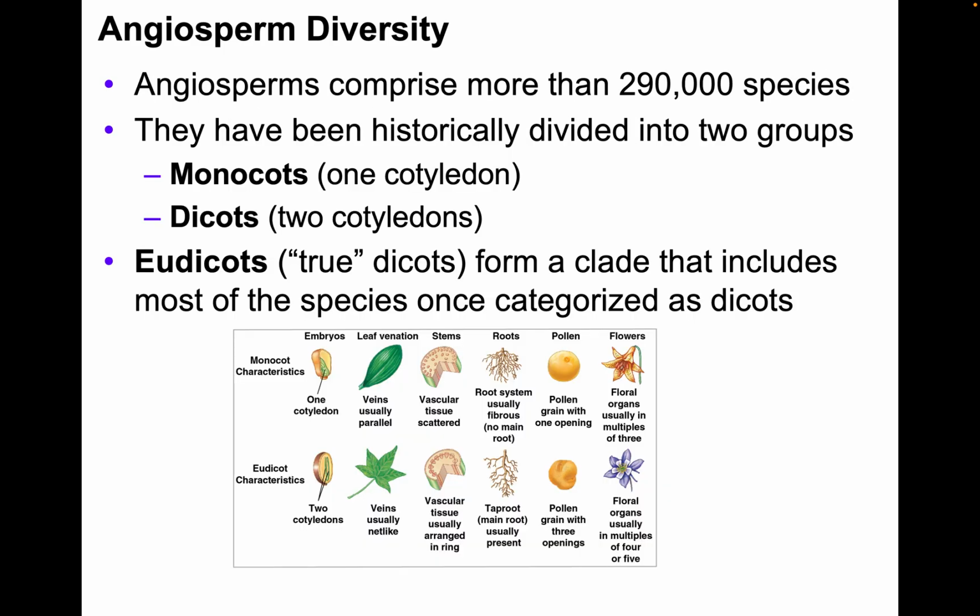Within angiosperms, how are they divided up? The most common way we talk about them is two groups, our monocots and our dicots, or eudicots, true dicots. I don't really care whether you say monocot dicot or whether you say monocot eudicot. Eudicot is the better word for it, but clearly when I made this slide, I included both of them. So both are recognized throughout the system.